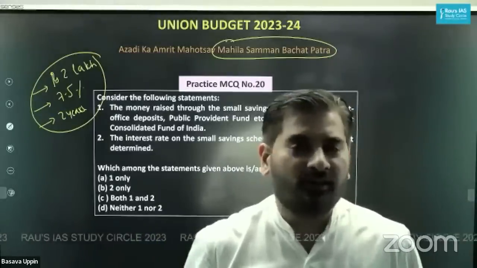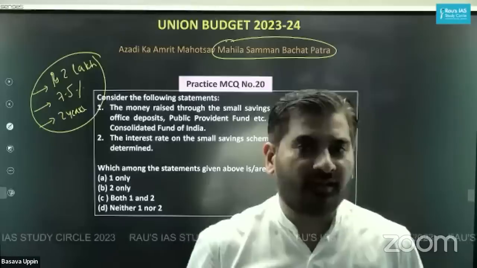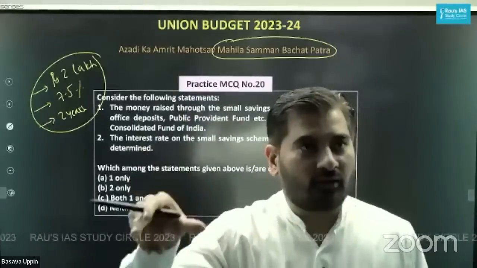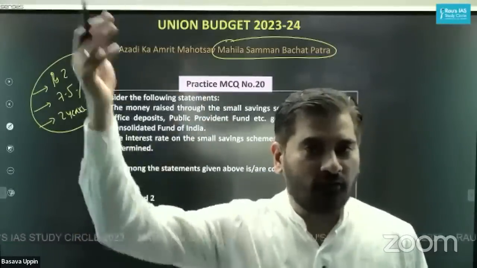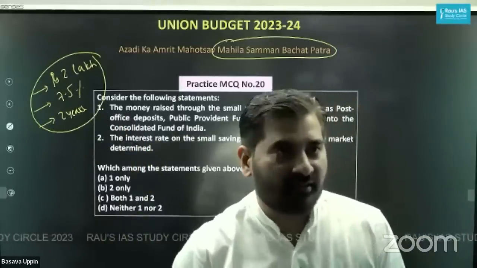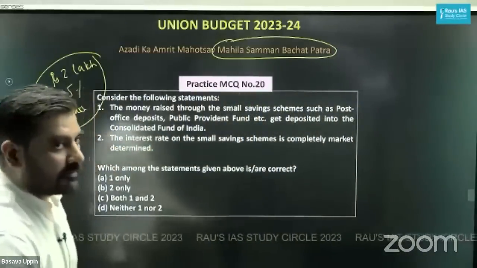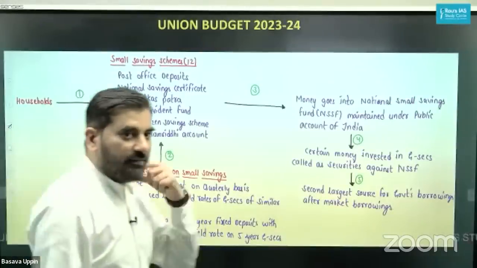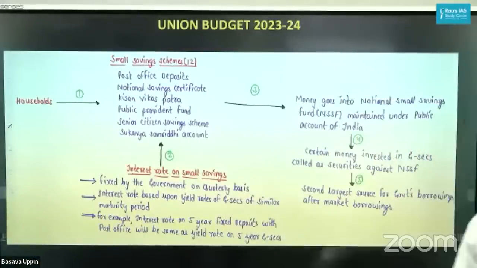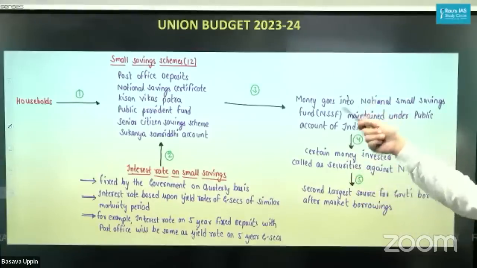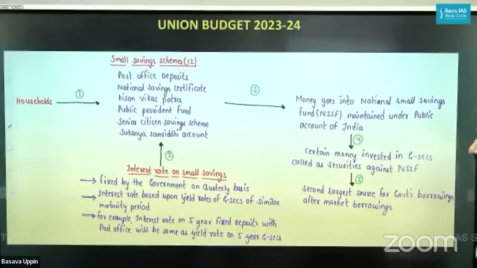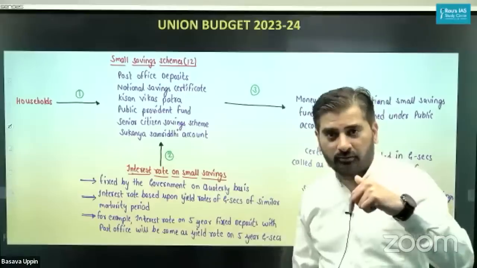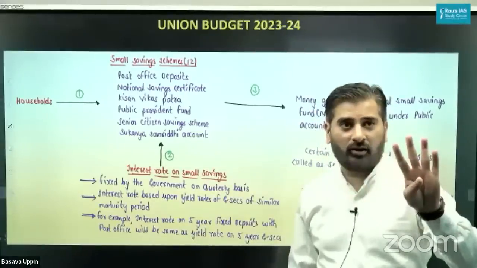So you must be knowing about small saving schemes, like we have post office deposits, National Savings Certificate, Kisan Vikas Patra, and so on. So in the list of all the small saving schemes, a new small saving scheme has been added, which is Mahila Samman Bachat Patra. Yeah, 2 years. Okay, let's look at the small saving schemes. You can see here, households put their money in different small saving schemes. Right now we have 12 small saving schemes, but if you add the new one, how much will it be? 13 small saving schemes.